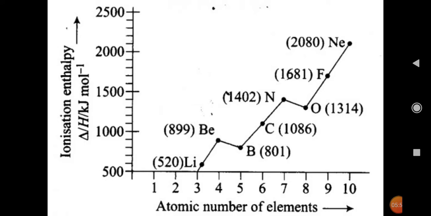This is the graph we are observing. Between beryllium and boron, nitrogen and oxygen, magnesium and aluminum, and finally phosphorus and sulfur, there are anomalies in ionization enthalpies. In the case of beryllium and magnesium, we observe fully filled orbitals, and in the case of nitrogen and phosphorus, we observe half-filled orbitals. They are slightly more stable than expected, so they show slightly higher ionization enthalpies.